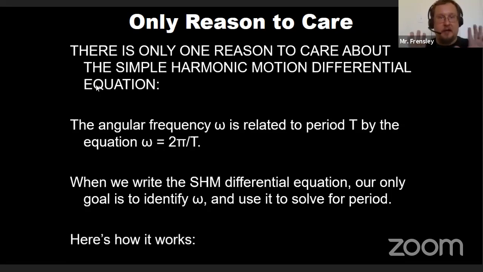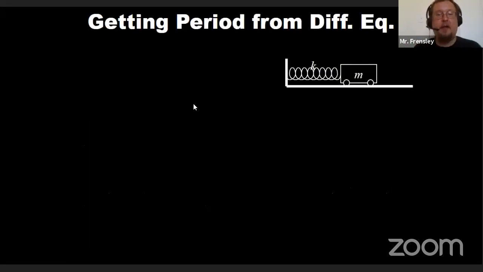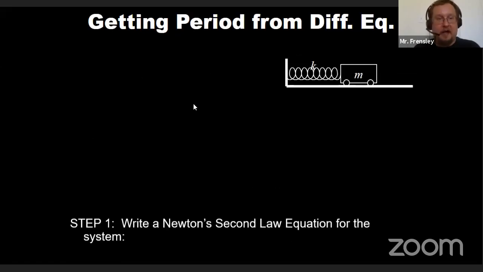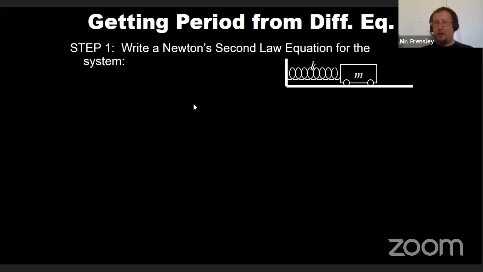Here's how it's going to work. Get ready. We're going to do it with the spring and mass. Here's how it works with the spring and mass. Okay, step one. We're going to write a Newton's second law equation for this system. This was the warm-up, right? I showed you the system and I said, please write a Newton's second law equation. So that's net force equals ma.